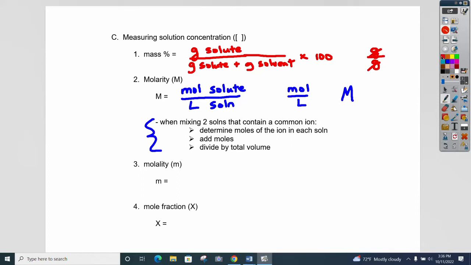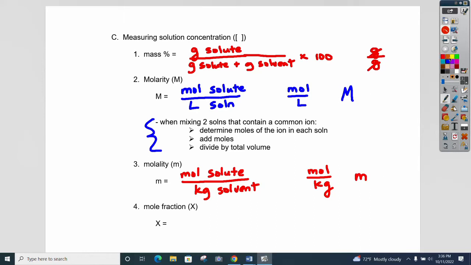Your next type of solution measurement is called molality, and it's symbolized with a lowercase m, and it's going to be moles of your solute divided by kilograms of your solvent. Your unit for this one can be written as moles per kilogram, or if you prefer, you can use a lowercase m.